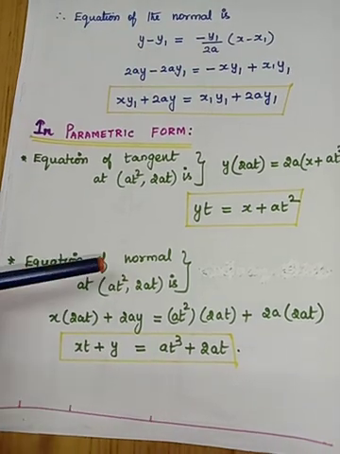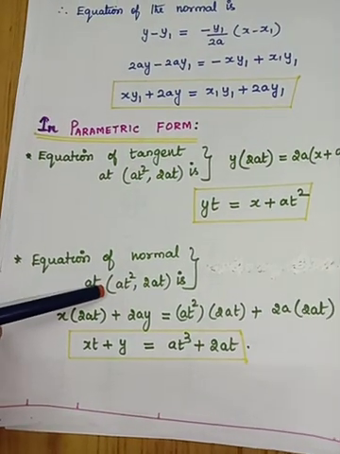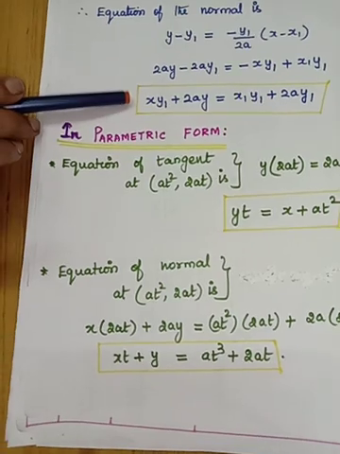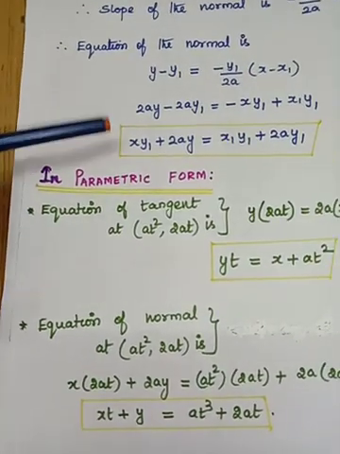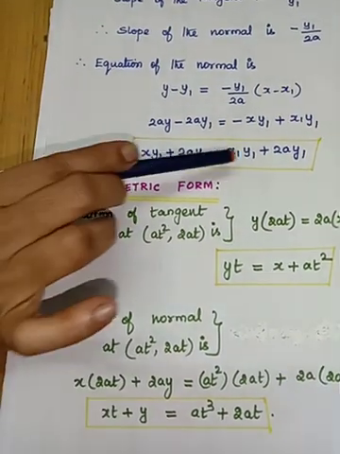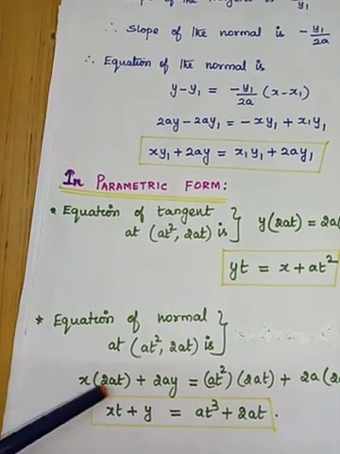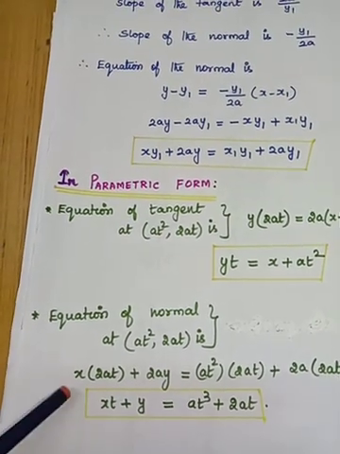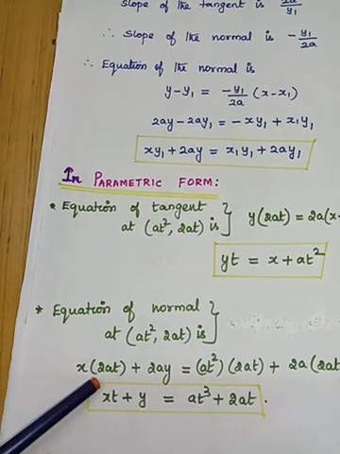Next you have to find the equation of the normal at t. So take the Cartesian form of the equation of the normal. In that you have to substitute y1 as 2at and x1 as at squared. So you will get this. In all the terms what is common? 2a is common.